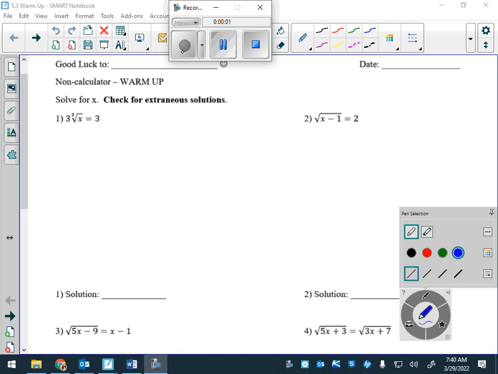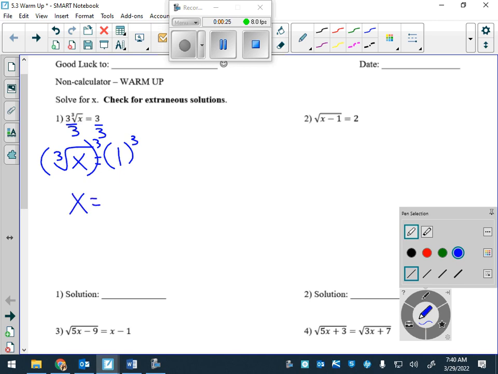The warm-up. For number 1, what did we get for a solution? X equals 1. How many of you did get that? Okay. You have to divide by 3 first to isolate your cube root, equals 1. And to undo cube root, we cube both sides. Okay? So our solution is x equals 1.